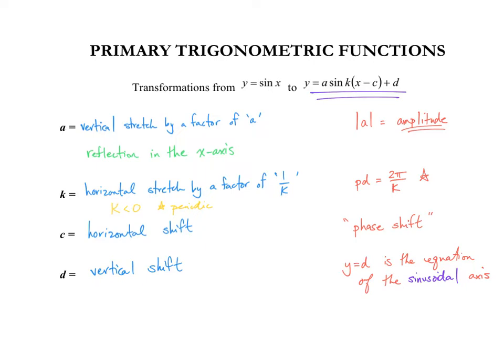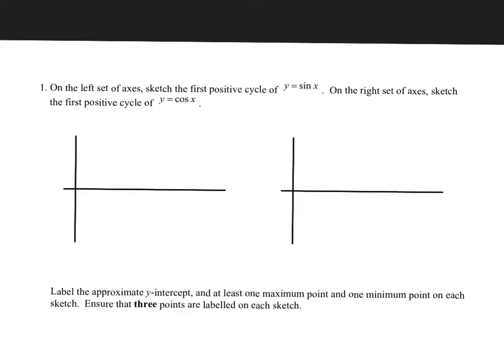What I want to do is jump into the process of sketching today. In order to do that, we're going to take a step back for a second. What you see in problem 1 is just an activity I want you to go through very quickly. On the left set of axes, sketch the first positive cycle of your sine curve. On the right side, sketch the first positive cycle of your cos curve. Go now.